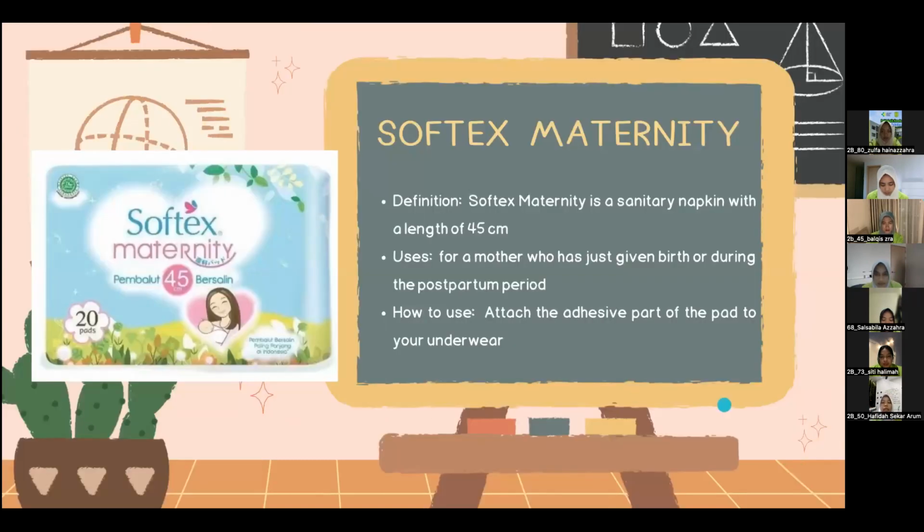Next one. Soft-tech maternity. Definition. Soft-tech maternity is a maternity napkin with a length of 45 centimeters used for a mother who has just given birth or during the postpartum period. How to use? Take the adhesive part of the pad and attach it to your underwear. Next slide.